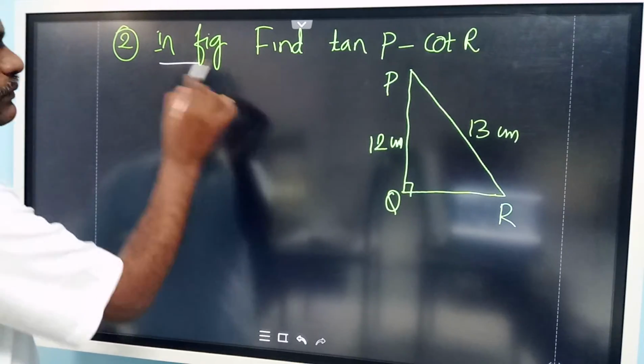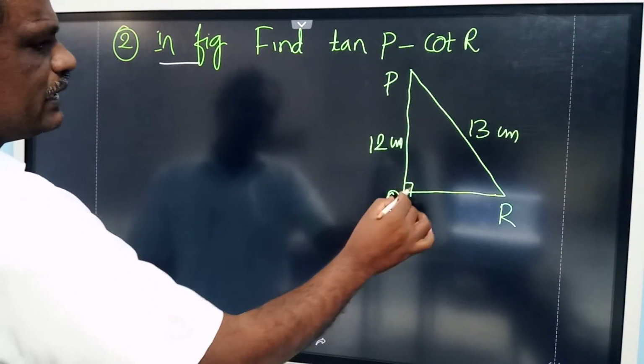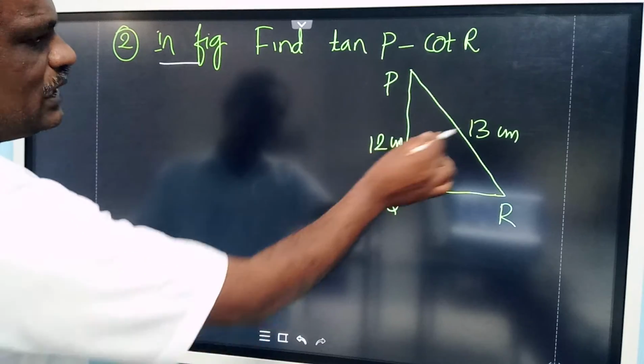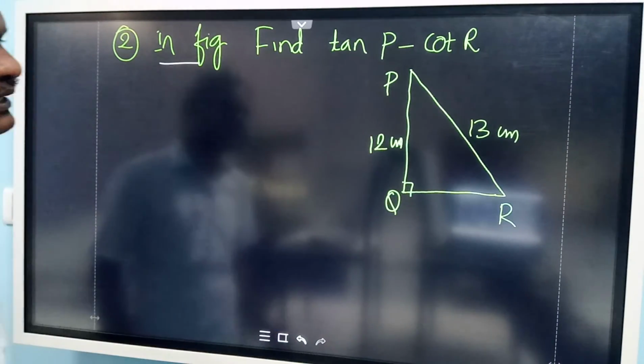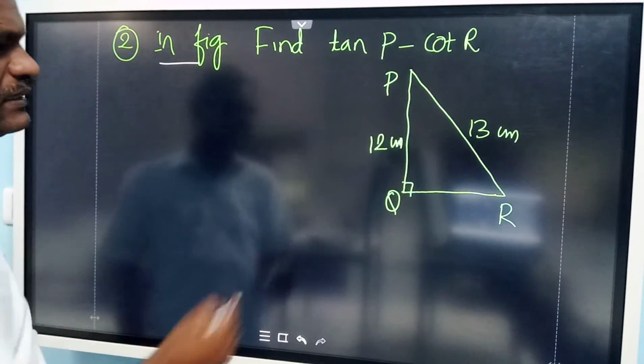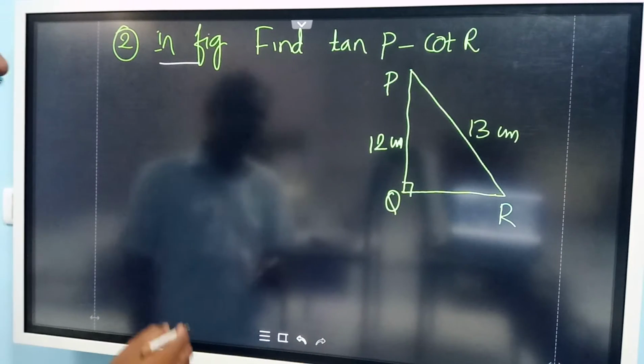So now in the figure, second question. In this figure, PQR, look at this, this is 90 degrees, this is 12 and this is 13. Find tan P minus cot R. Two sides are given, the third side you need to find out.